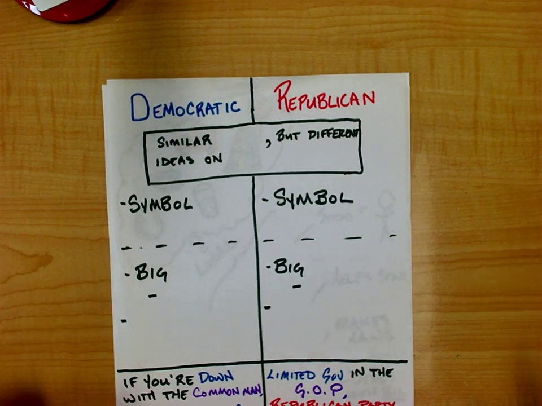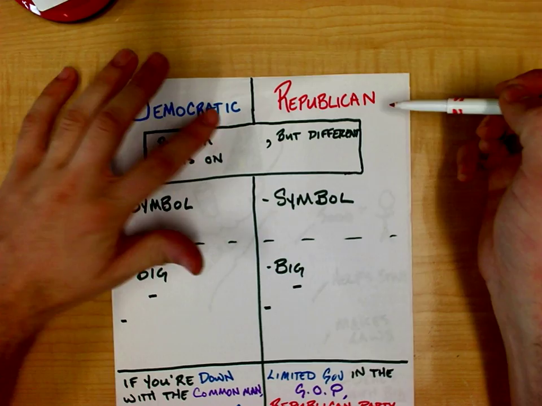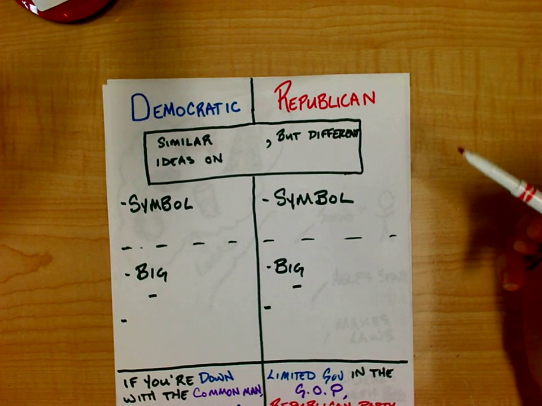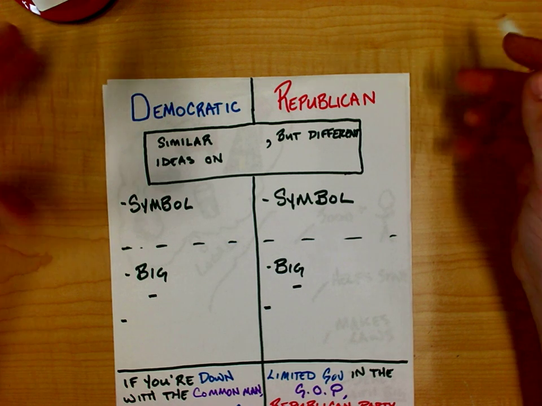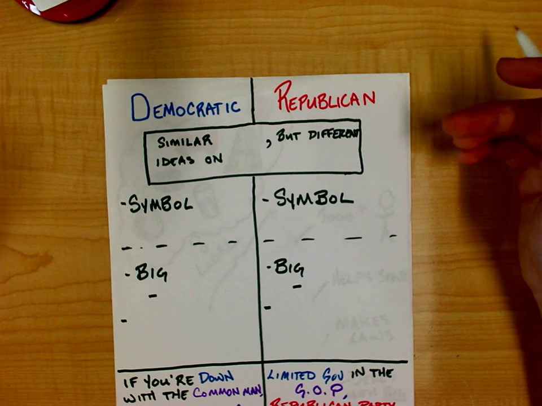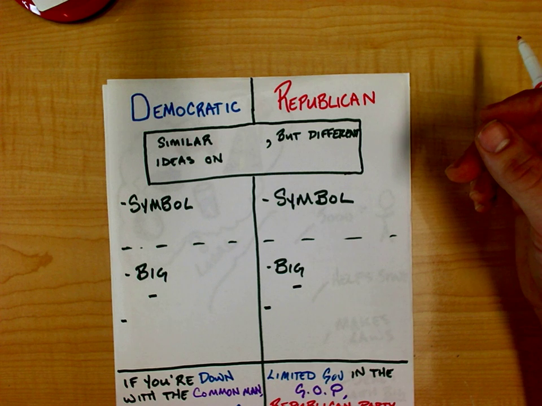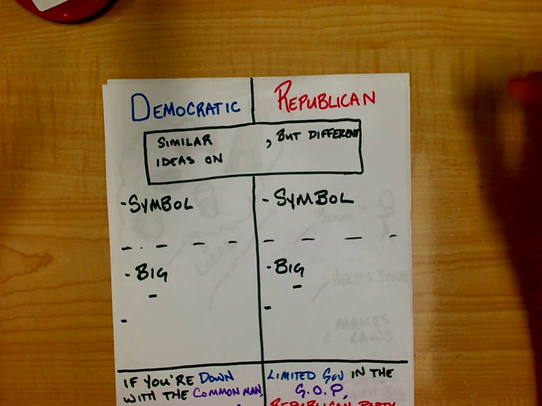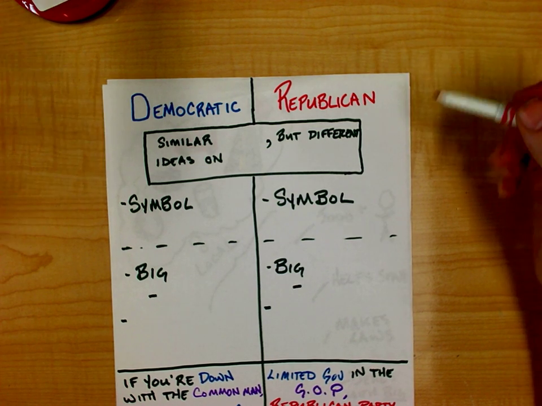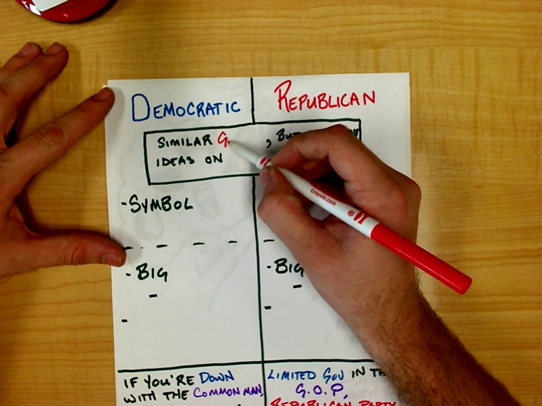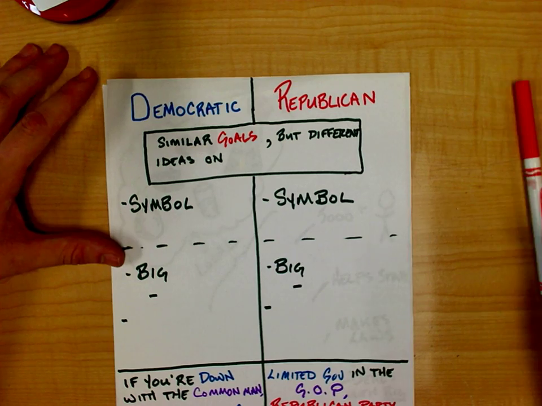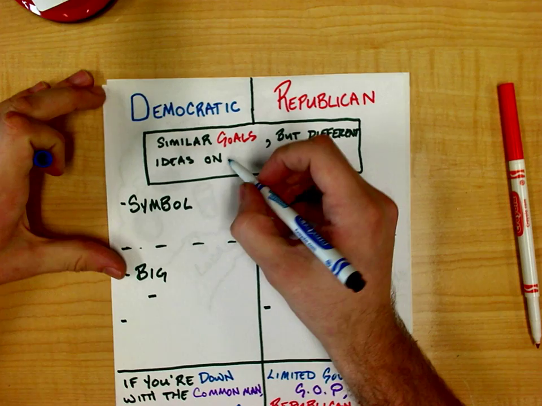Well, the difference between the two of them, we've got the Democratic and Republican Party. The reason we have a two-party system is because we go all the way back to early American history in the 1800s. These are the two that still exist today. What you need to know first and foremost is that they have similar goals, but they have different ideas on how to get there.